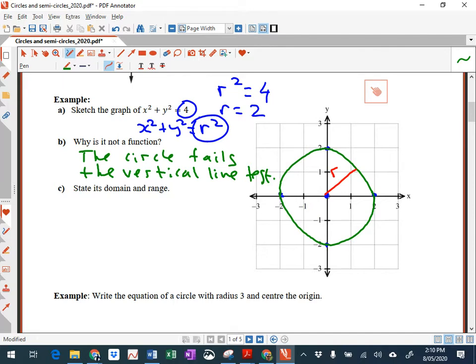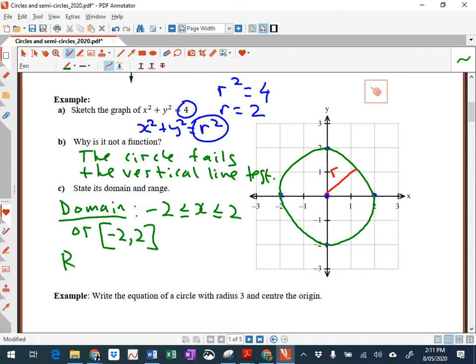Okay. State the domain and range. Well, you can see for the domain, let's write this down in 2 ways. The domain would be between -2 and 2. Or you could write it like this, from -2 to 2. The range, okay, you could write it the same way, but this time it's the y values, -2 to 2, or you could write it like this, the same way as before, -2, 2.